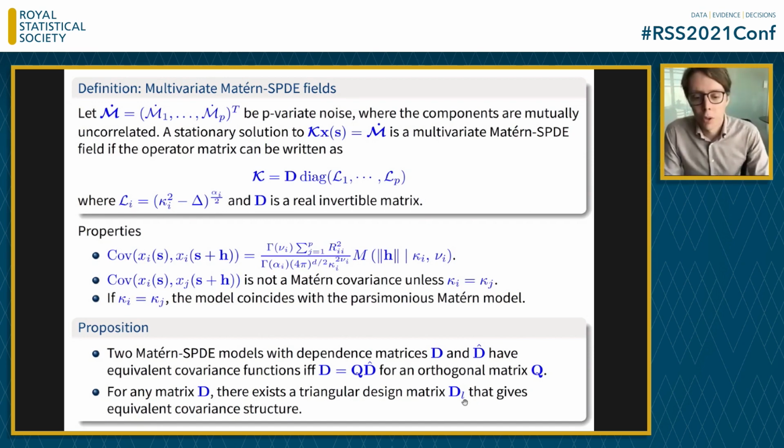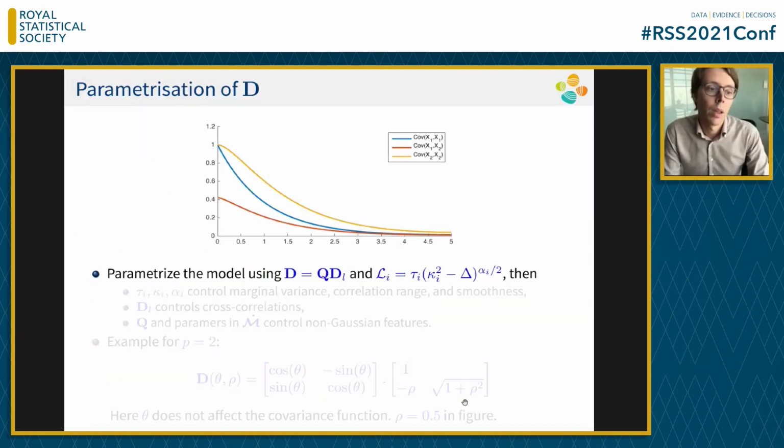So this shows us that we need to be a bit careful. If we want to use a model like this for applications, we have to make sure that we can actually estimate the parameters, and then we need a good parametrization so that we know what the parameters are actually doing in the model. And so what we will do is parameterize this dependence matrix D exactly like that. So we have a lower triangular matrix DL times an orthogonal matrix Q. And then we have these operators L that will be of Matérn type.